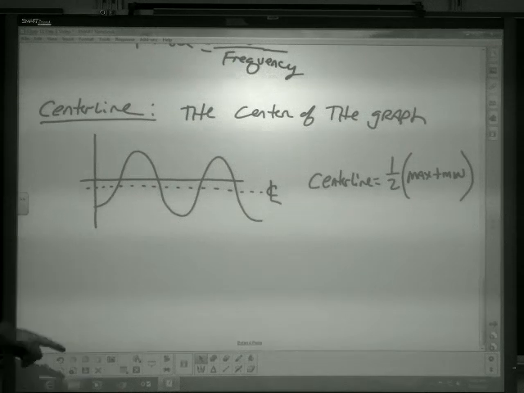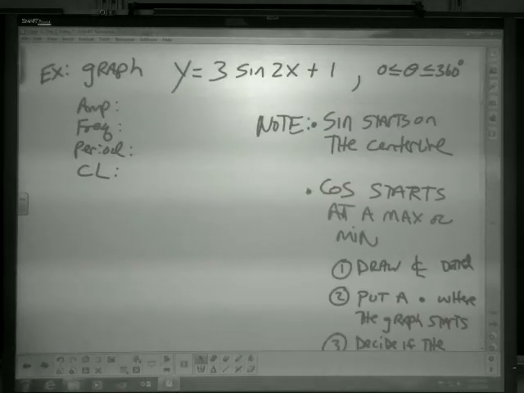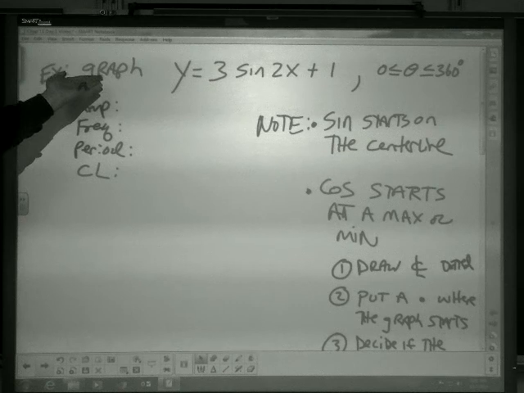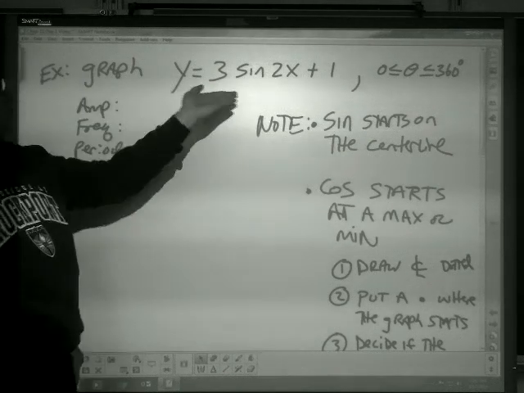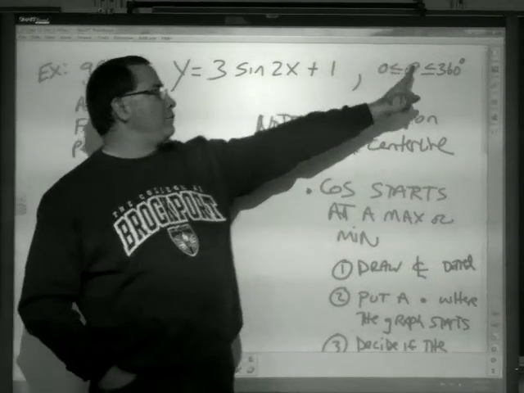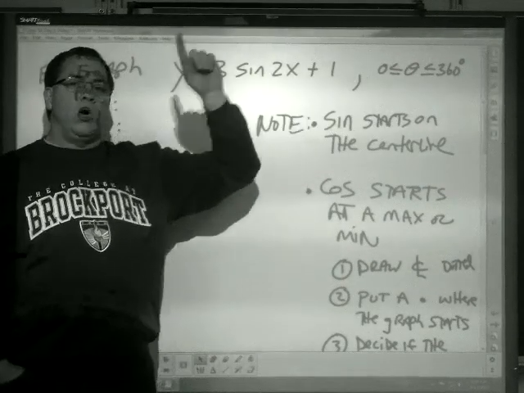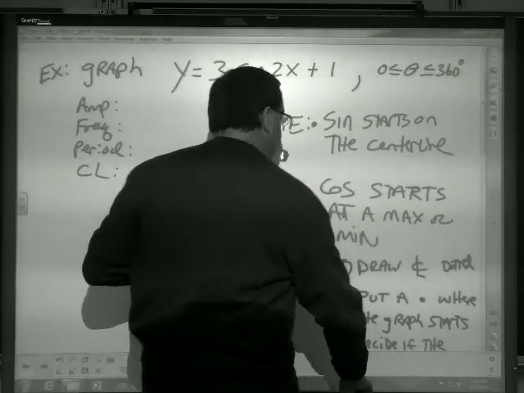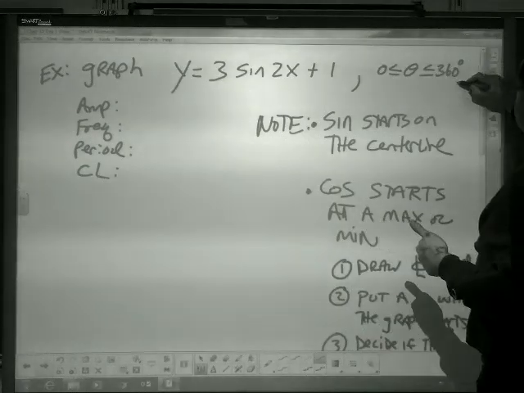What you're going to have to be able to do is graph some of these. For example, the problem might say, graph the following function, y equals 3 sine 2x plus 1, and graph it from 0 to 360. So automatically I know I'm graphing in degrees. This tells me degrees.